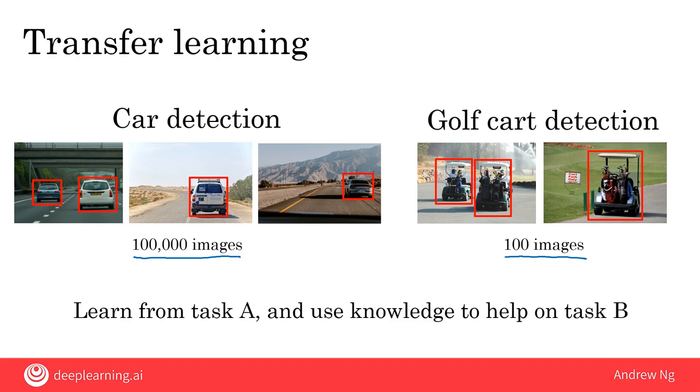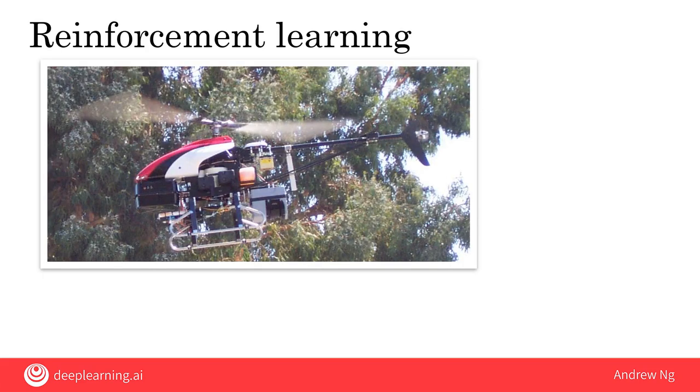Transfer learning doesn't get a lot of press, but it is one of the very valuable techniques in AI today. And for example, many computer vision systems are built using transfer learning, and this makes a big difference to their performance. You may also have heard of a technique called reinforcement learning. So what is reinforcement learning? Let me illustrate with another example.